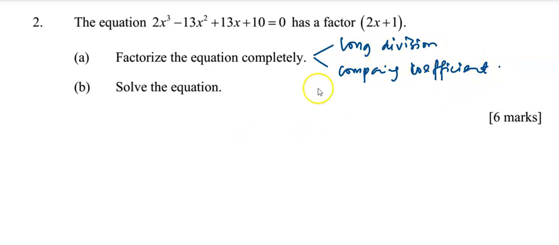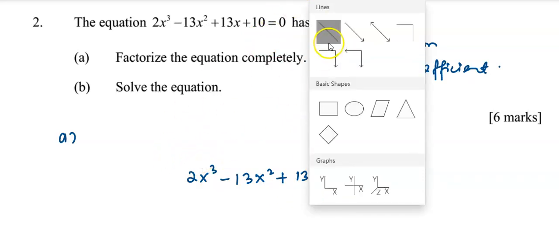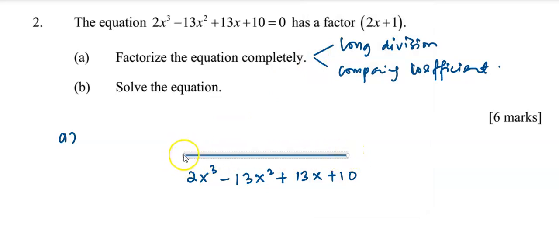So here I'm going to use long division for question A. I'm using this cubic expression, meaning that I will just take the left hand side, and the right hand side is 0, right? So the left hand side will be our cubic expression, taking this cubic expression divided by the factor that is given, that is 2x plus 1.